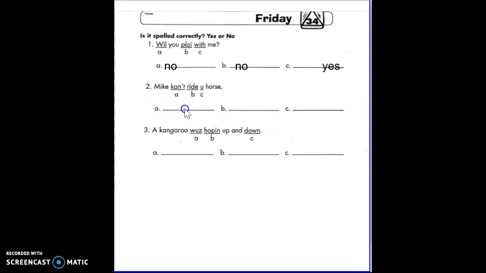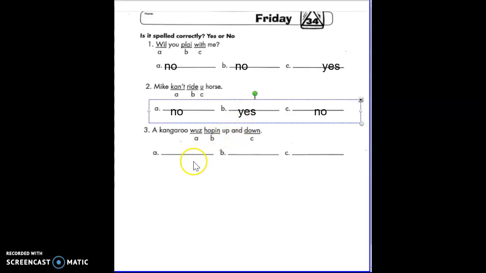Mike can't ride you horse. All right. So can't, you know that's spelled with a C, so that's a no. Ride, spelled correctly. And you, or your, horse is not spelled correctly.